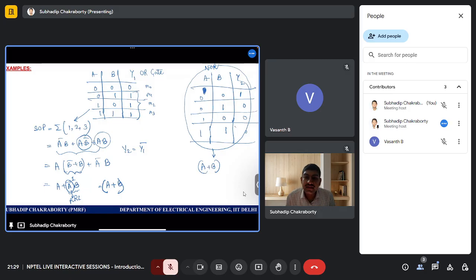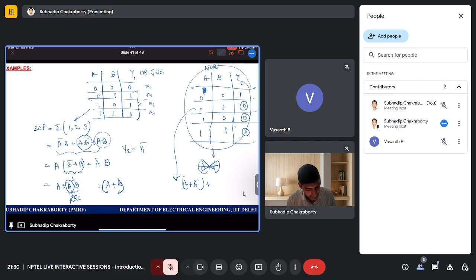I hope I am doing. Yes, this is a plus b, right? But I need to take the lower terms in the min term form. So if I want to write in the min term form, it should come as a plus b bar plus, sorry, in the min term form I should take the higher ones only, right? Sorry. So it is a bar b bar.